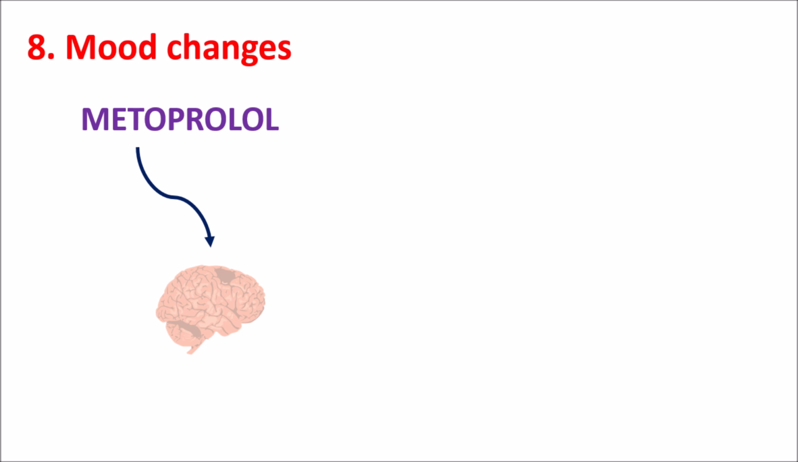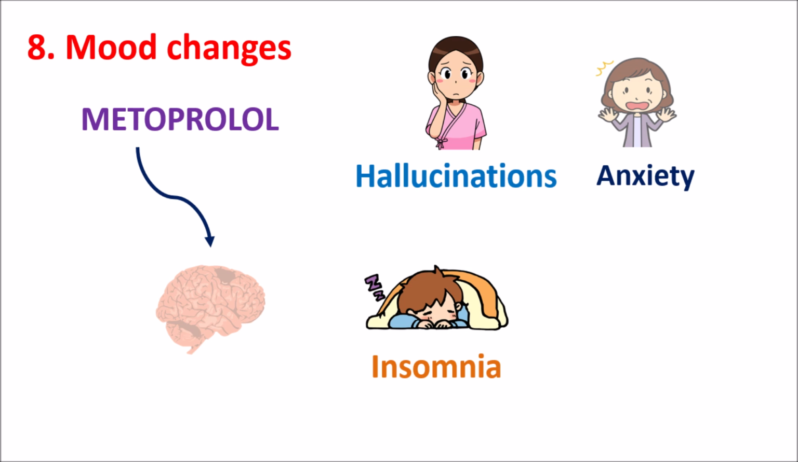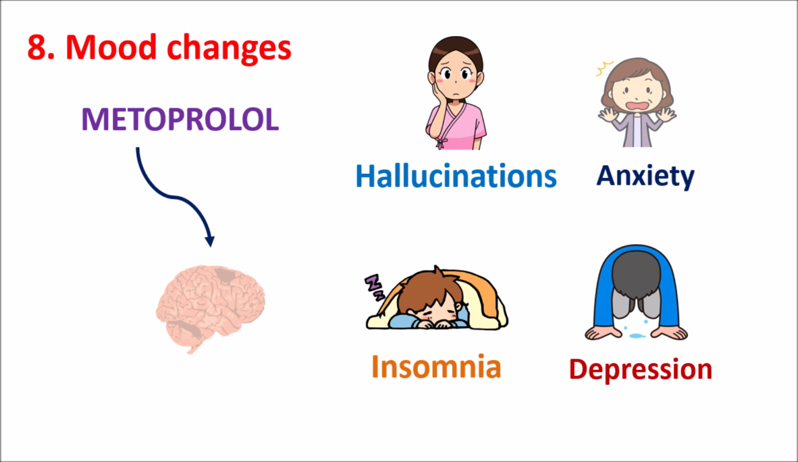Eighth one is the mood changes. Even though this is a rare side effect, metoprolol can act on the CNS and produce some depressive effect. So with use of metoprolol, patients may have some hallucinations, either auditory or visual. They may have some anxiety, some nervousness. They can even have some insomnia, lack of sleep. And this medication can also produce some depression in people, which is also rare, but can be observed with very prolonged use of metoprolol.